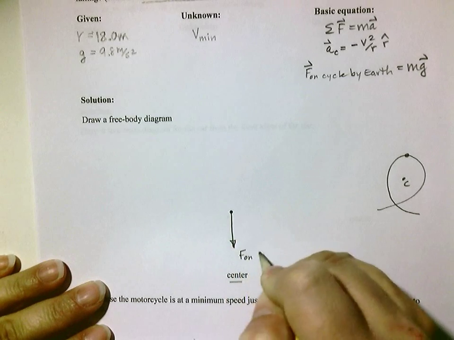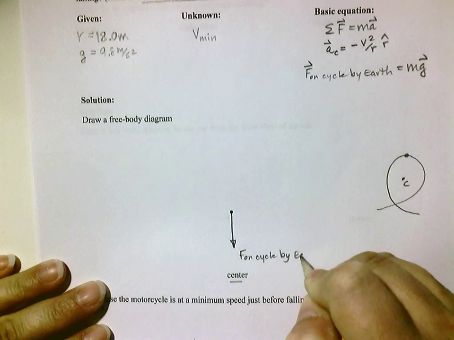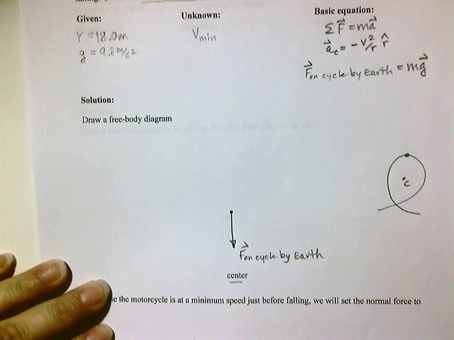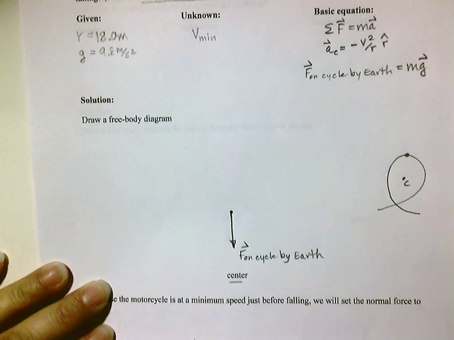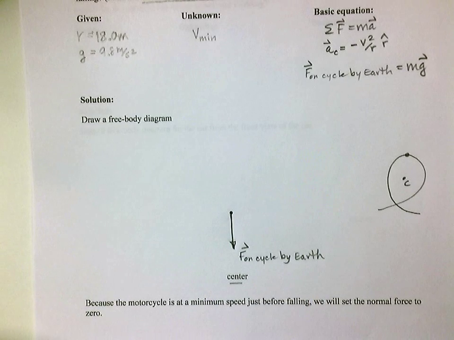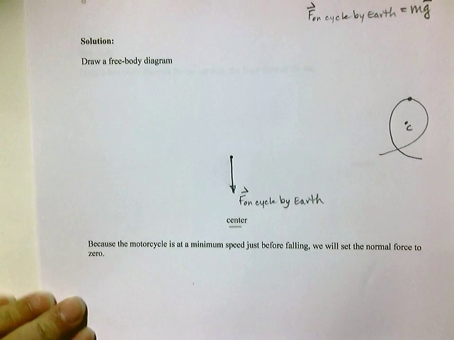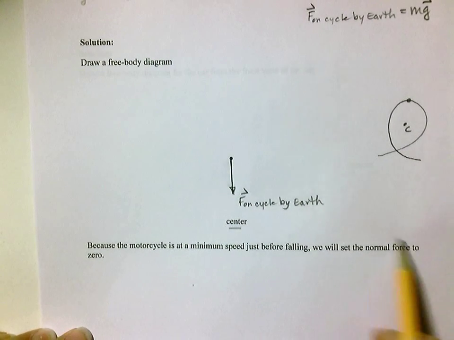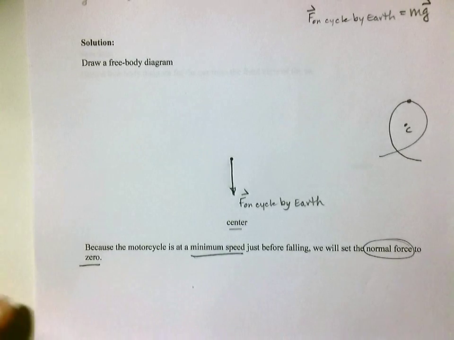So I'm going to go ahead and draw my free body diagram. And I have force on cycle by Earth. And if you want, you can make that blue. I can't make it blue. My blue isn't working right now. Okay, you should make that blue just to help you out. Okay, again, normal force is 0 because we want the minimum speed. That's your hint.